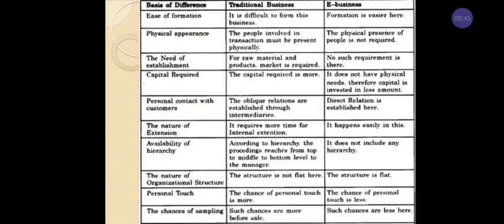Next one, availability of hierarchy. Hierarchy means a system. In traditional business, the proceedings reach from top to middle to bottom level, to the manager. That means manufacturer to the middleman, middleman to the customer. But in e-business, it does not include any hierarchy. The e-commerce websites purchase the product from the manufacturer and directly sell to the customers.